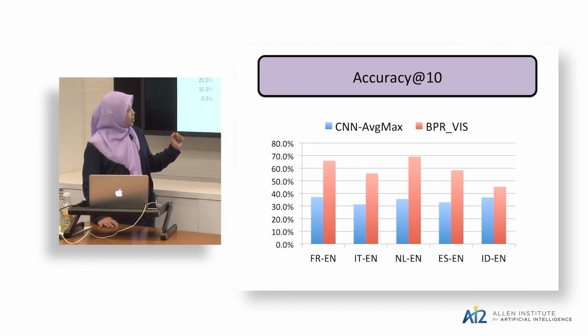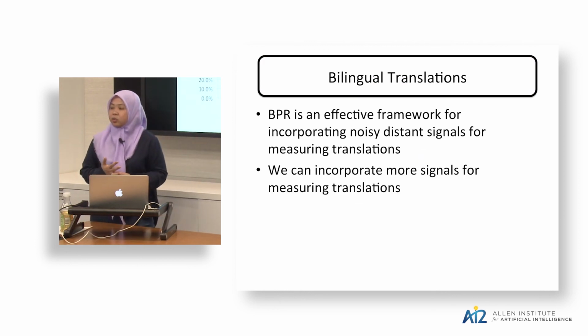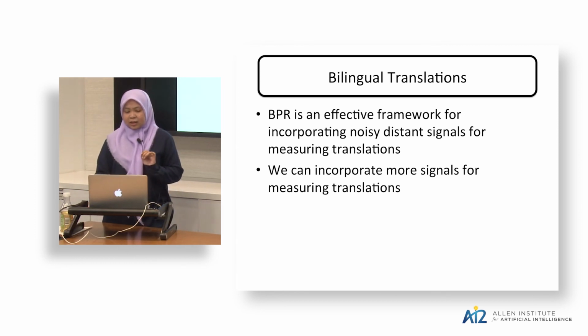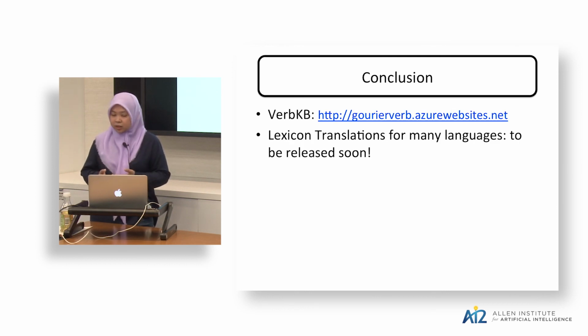So we show here quantitatively that adding both the text and visual signals can improve the accuracy of the translations on this data set. And so in the current work that I'm doing on bilingual translation induction, we show that BPR can be an effective framework for incorporating all these distance signals, multimodal signals for measuring translations, and we can also add more signals for measuring the translation.